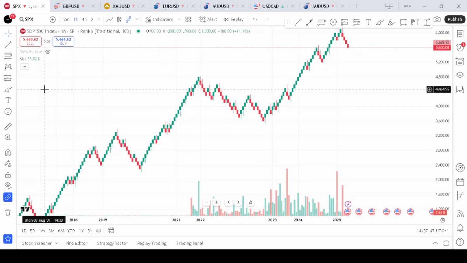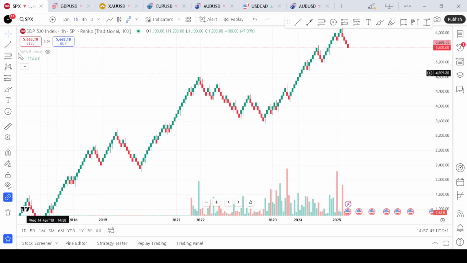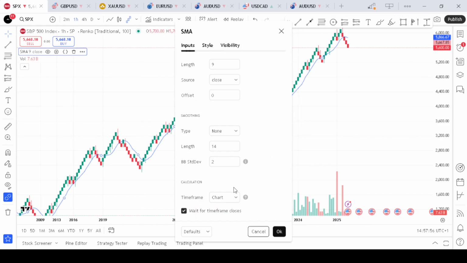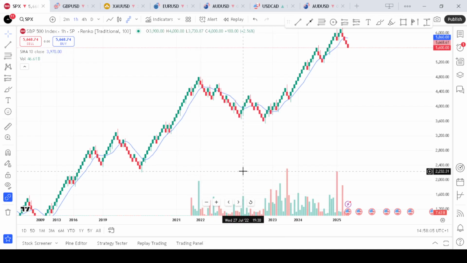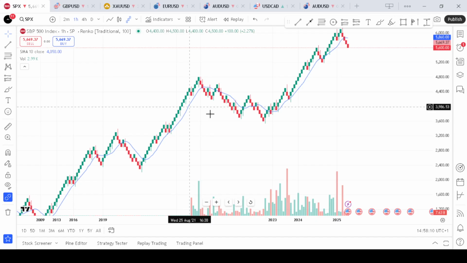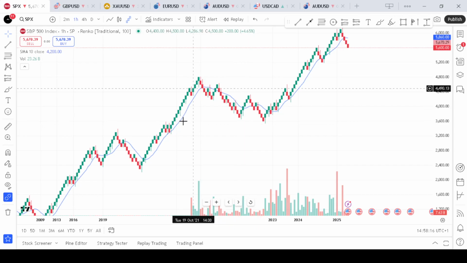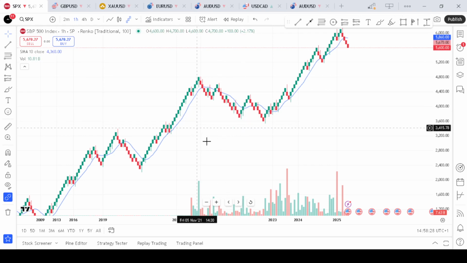In addition, we add a simple moving average of 10 period to further understand our strategy. Remember, a new brick will form after 10 pips has been reached. So when bricks consistently stay close to or above the SMA, this simple moving average, it signifies we are in an uptrend. And when the bricks consistently stay below the SMA, it signifies we are in a downtrend. So we have to keep this in mind.